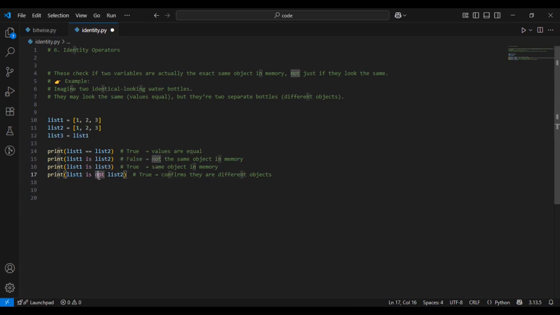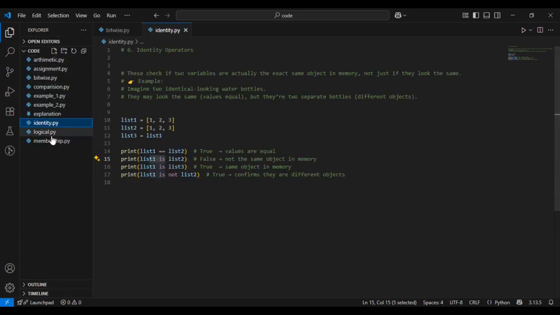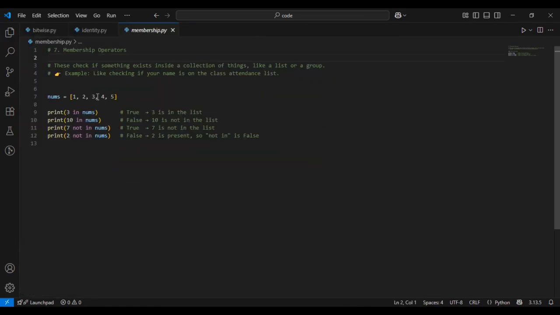And we use the not operator here, which is used to invert the answer. So if we check list 1 is list 2, which will give false as seen here, it will invert the answer, so false will be turned into true. So it is used to confirm if two values occupy two different memory locations or they are two different objects. Finally, we have the membership operators.